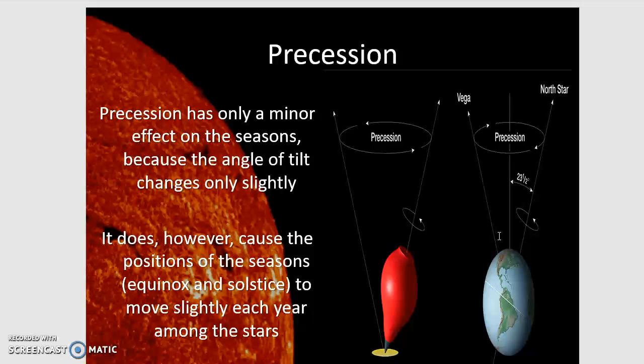Right? Precession only has a minor effect on the seasons because the angle of the tilt only changes very, very slightly. It does, however, cause the seasons to move slightly within the orbit, so seasons are affected a little bit, but not very much.